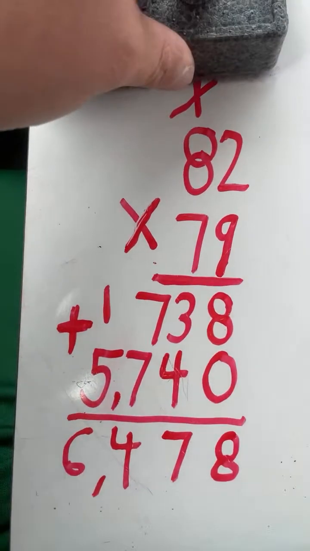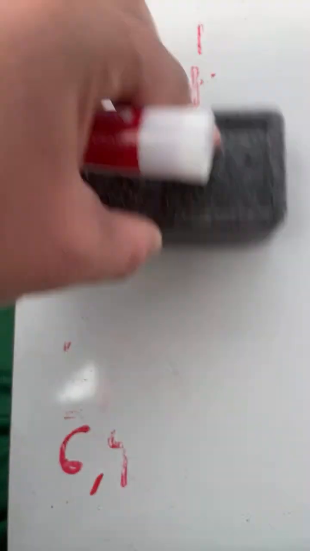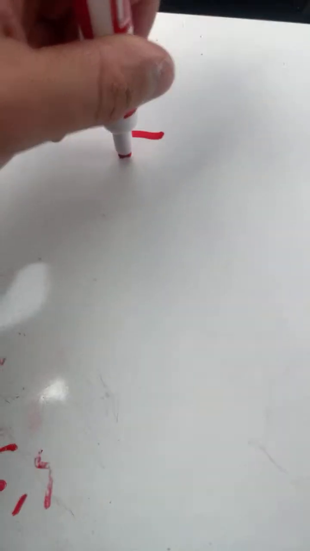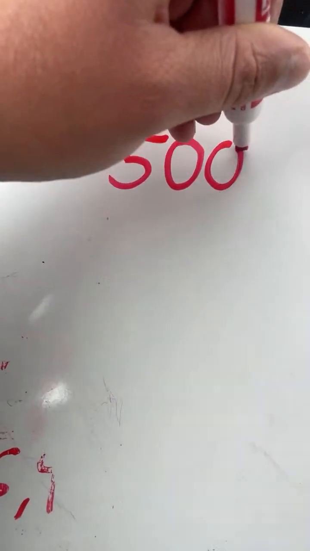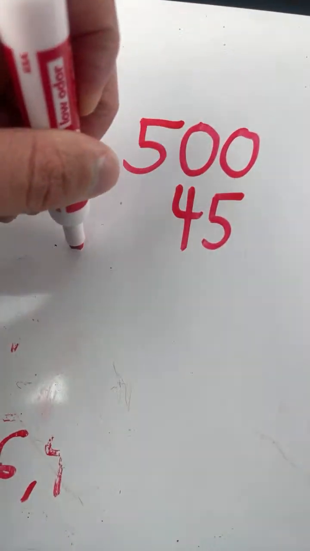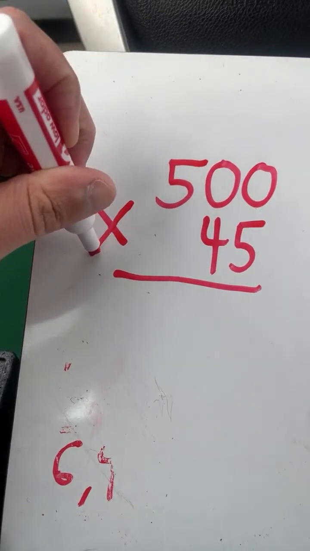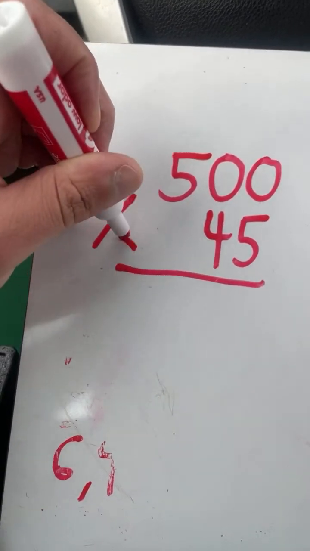All right, next example problem. We are going to do a 3-digit by 2-digit multiplication problem. All right, here we go. 500 times 45. Let me make that multiplication sign look a little bit neater.